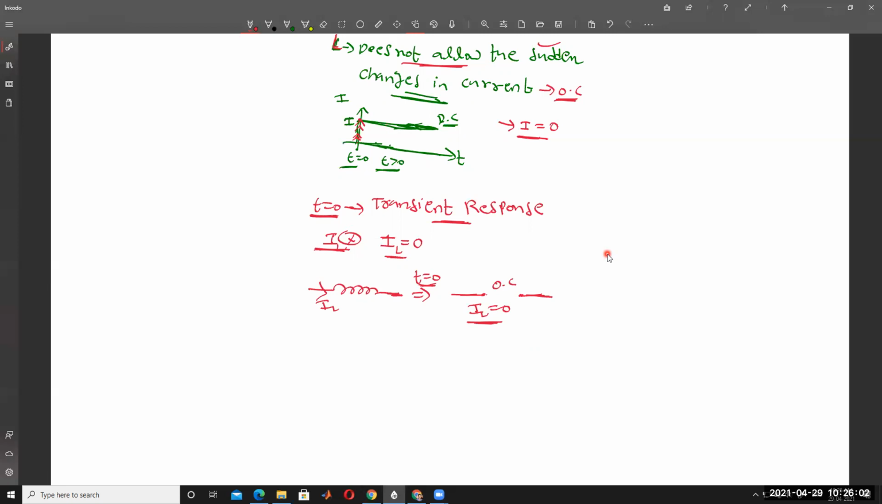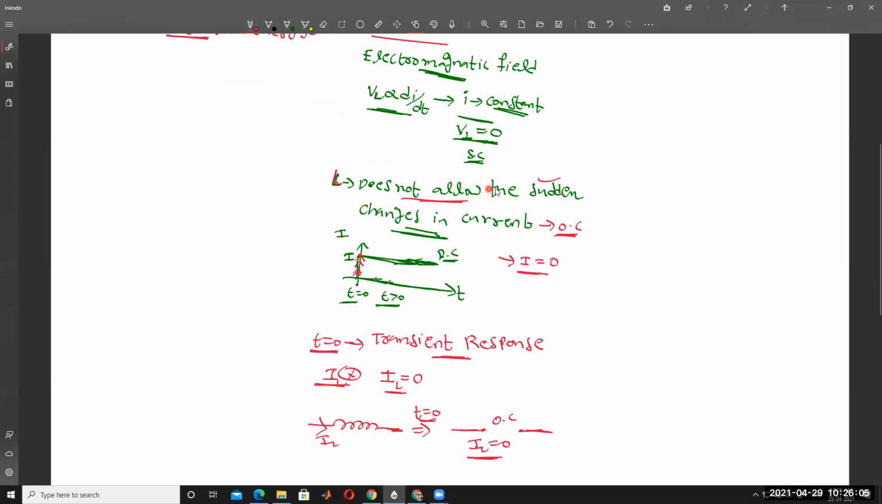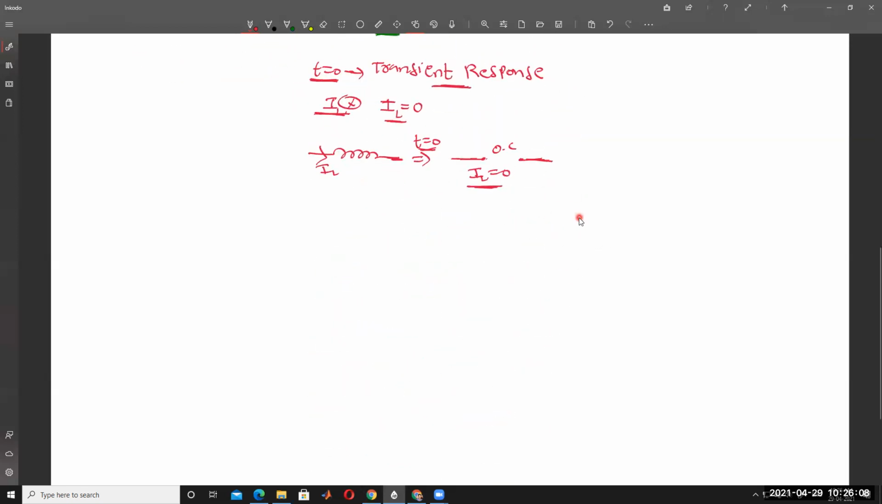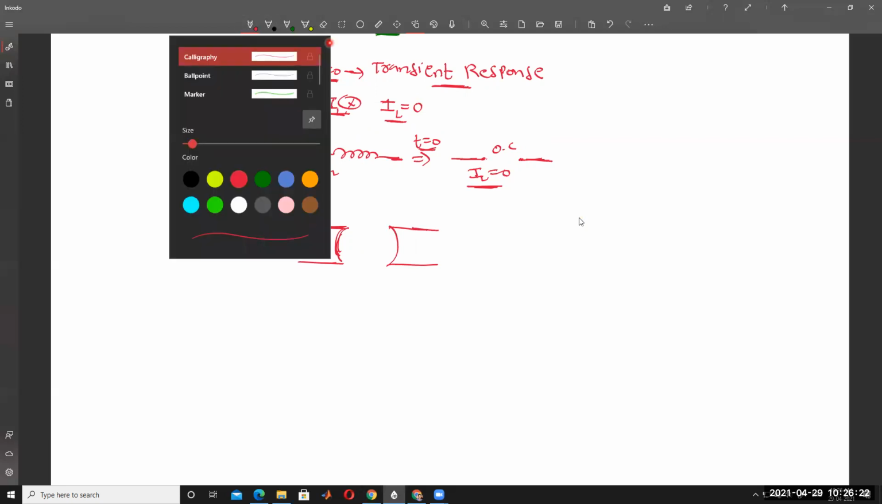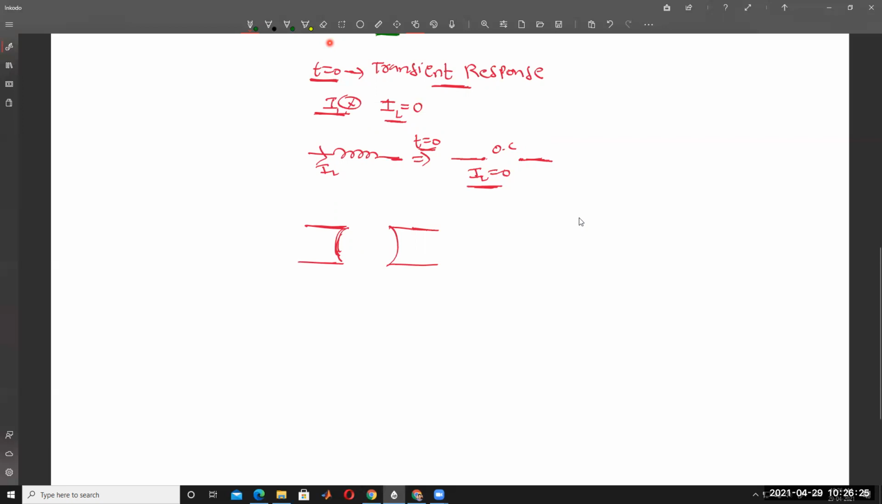Energy stored in an inductor is in the form of a magnetic field, an electromagnetic field. So by using an inductor, it is possible to generate magnetic poles. For example, this is called one pole and this is called another pole. Understood? The inductor is nothing but just a coil. The winding is placed on the core like this.